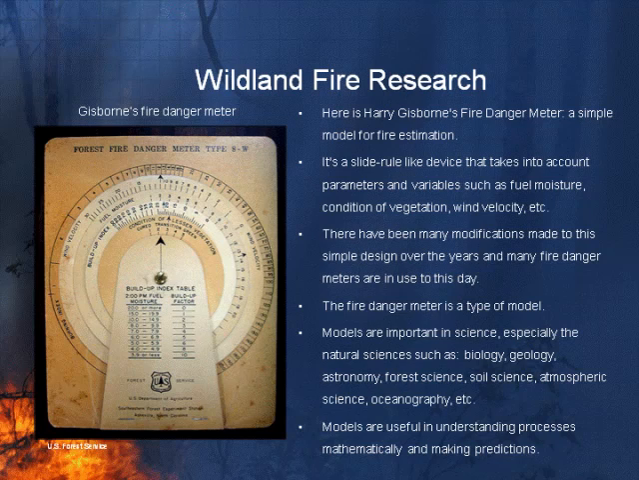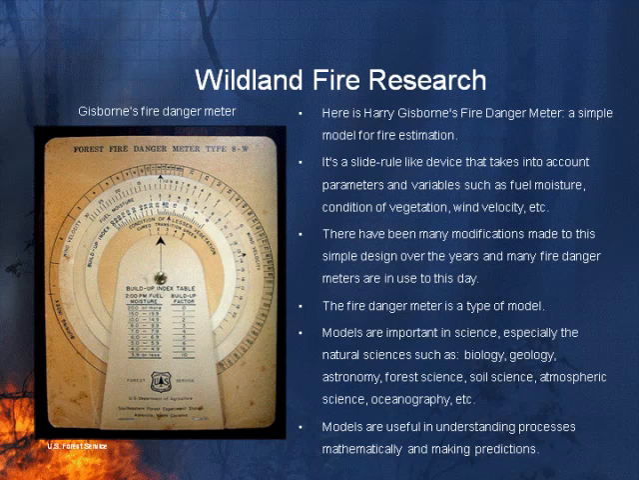This is a danger meter. It's a fire danger meter. See, it's really simple. It's just a sort of a little dial-up graph there. It's a simple model for fire estimation. It's a slide rule-like device. It takes into account parameters and variables such as fuel moisture, condition of vegetation, wind velocity, a few other parameters. There have been a lot of modifications. People are still using these, and they're making new ones. So there's been a lot of variation. There's been a lot of work done on these, that you can buy them online.